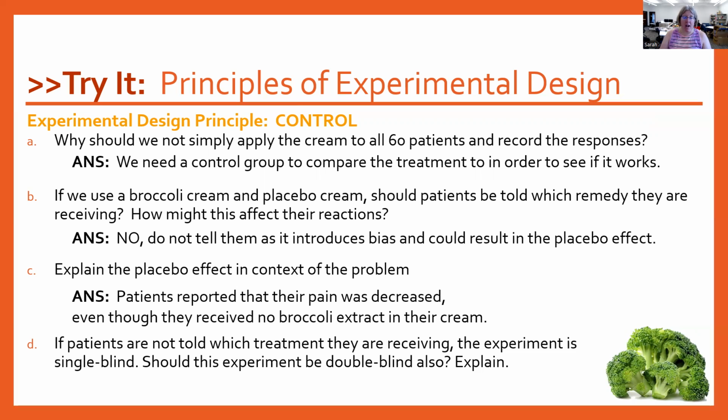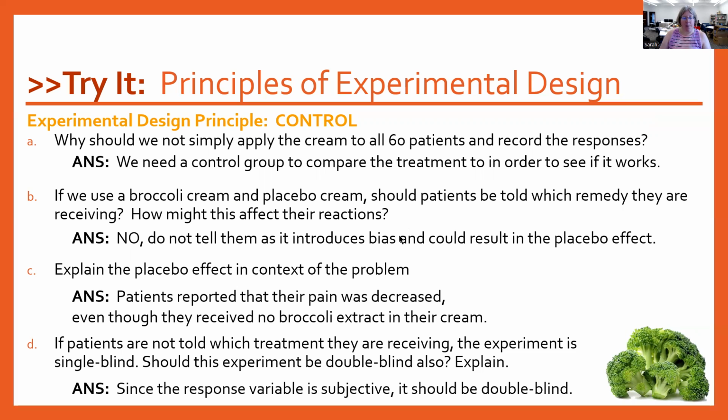If patients are not told which treatment they are receiving, the experiment is single blind. Should this experiment be double blind as well? In this case, I would say if you can, I would double blind this because the response variable is subjective. When you ask someone to rate their sunburn pain, that's hard to quantify, right? People will perceive that differently. So for that reason, if I can, I would try to make this double blind.